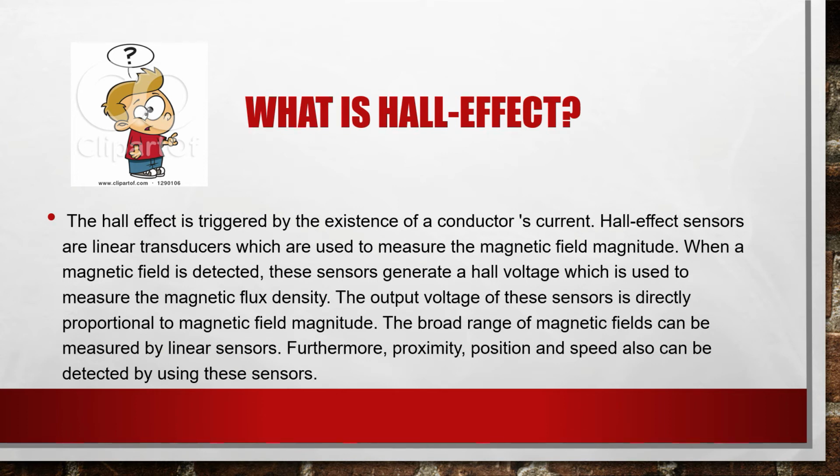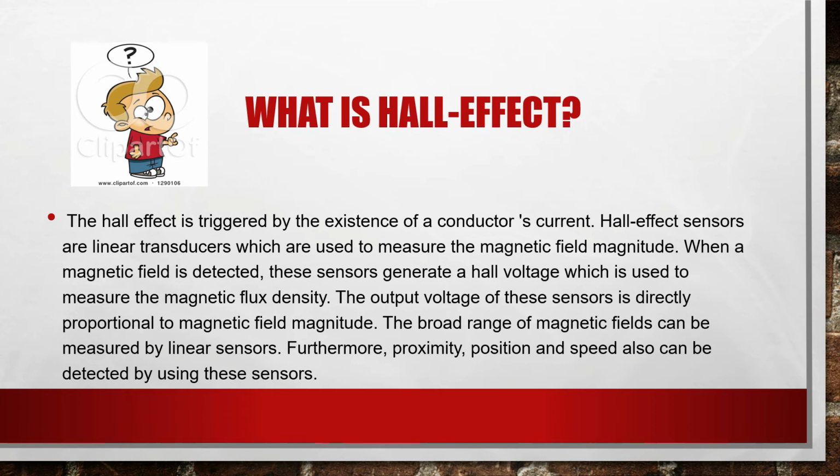The range of magnetic fields can also be measured by linear sensors. Furthermore, proximity, position and speed also can be detected by using these sensors. So makna kat sini Hall effect ni terjadi dengan kewujudan current dalam konduktor. Hall effect sensor ni juga boleh digunakan untuk mengukur magnetic field magnitude. Sensor ini juga boleh menghasilkan Hall voltage bila magnetic field dapat dikesan.